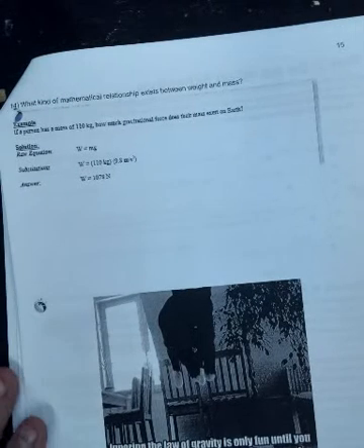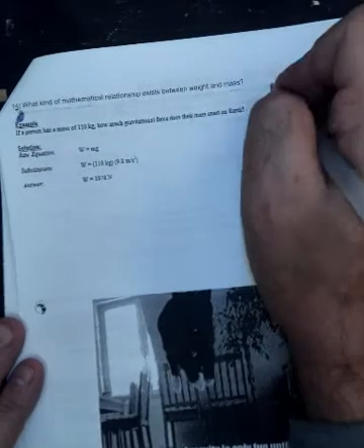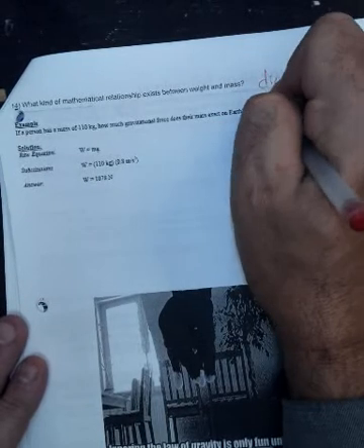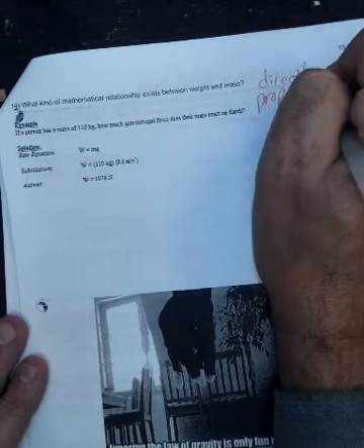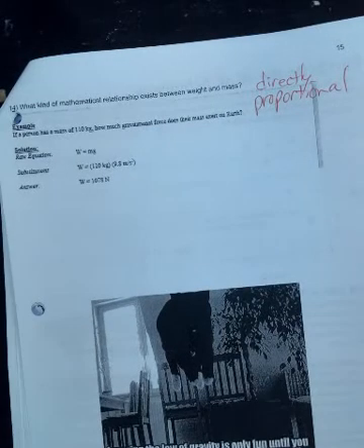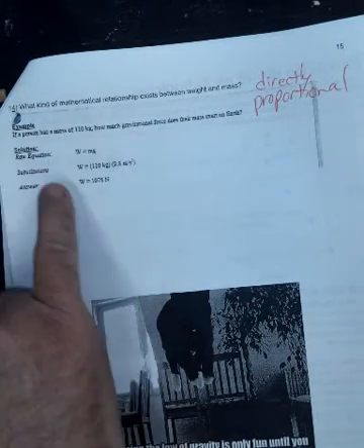Number 14, what kind of mathematical relationship exists between weight and mass? It's a direct relationship, directly proportional. What that means is if you double the mass, you're going to double the force of gravity. If you cut the mass to a third, then the weight, or the force of gravity, becomes one third. And here's another example if you want to look at that.